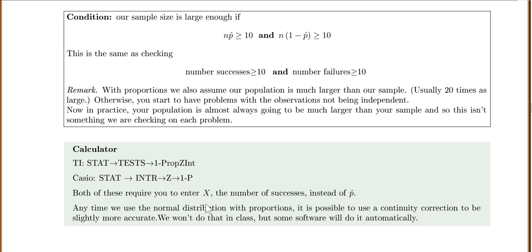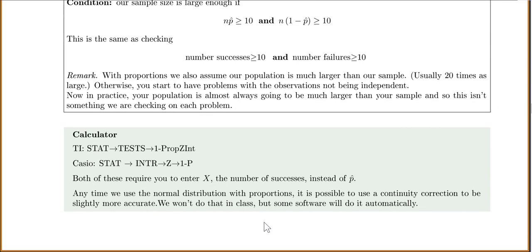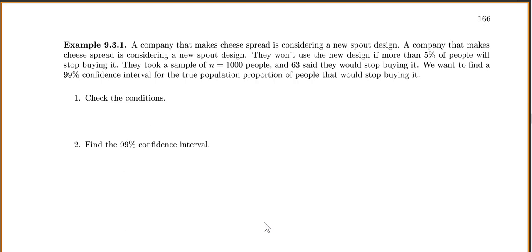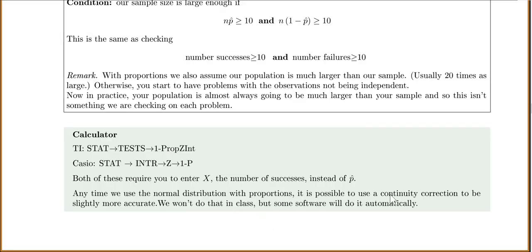Also, anytime we use the normal distribution with proportions, it's possible to use what we call a continuity correction to be slightly more accurate. We're not going to do that in this class. Some software will do it automatically. And if your software does, it's not a bad thing. It'll just be slightly more accurate.